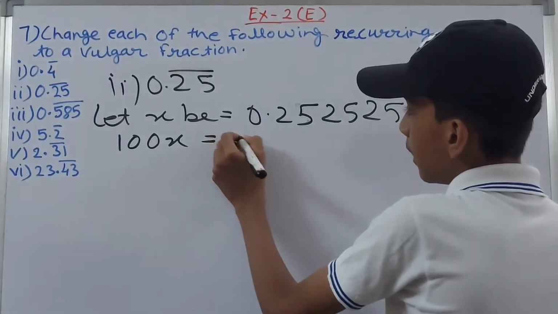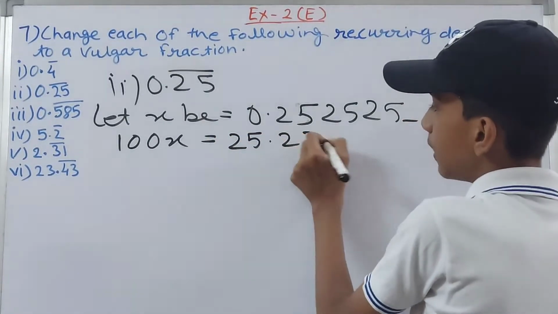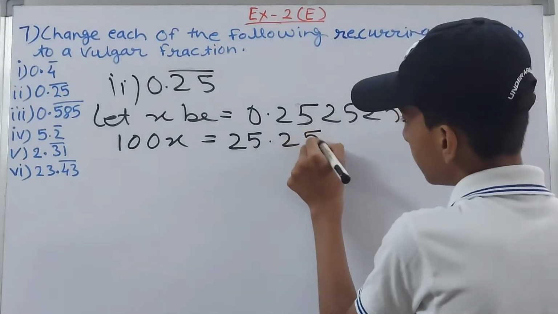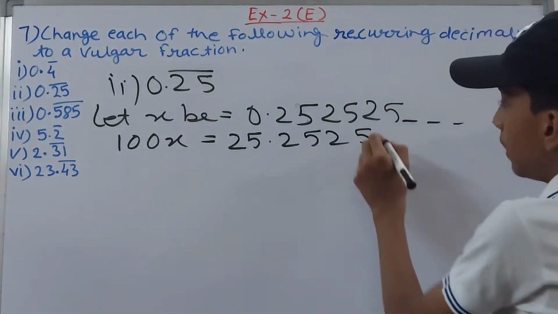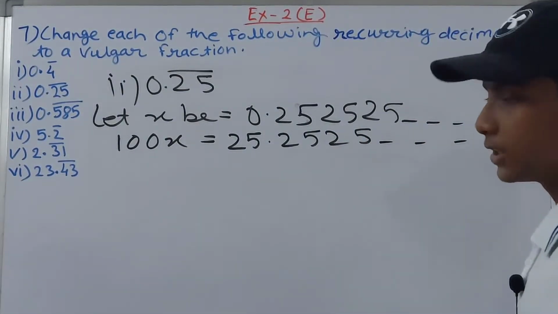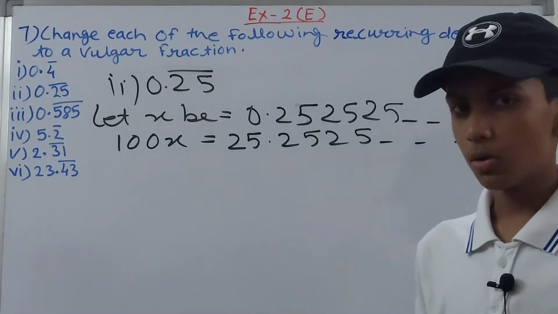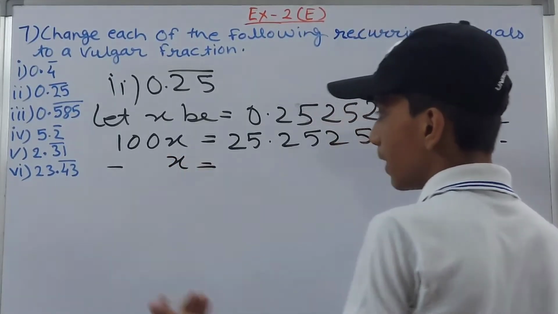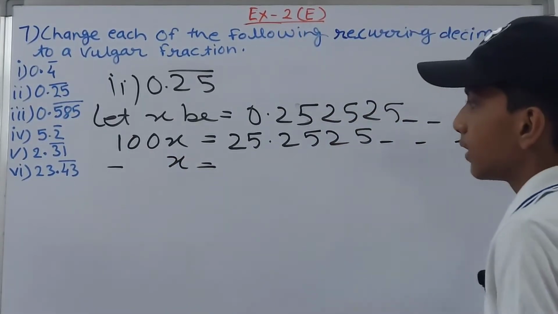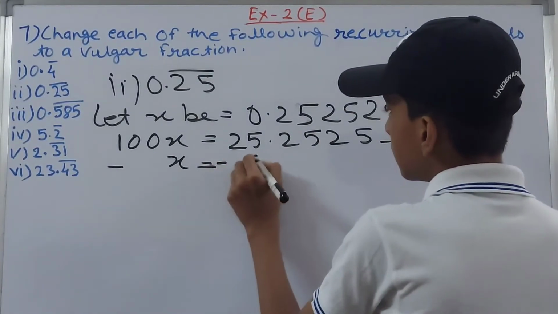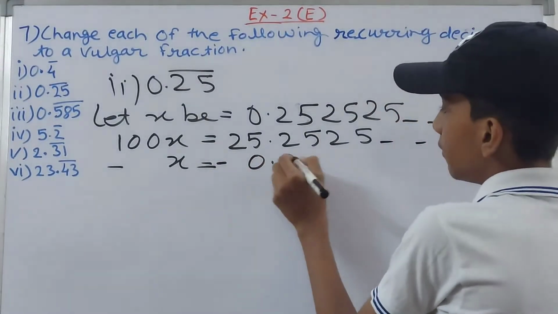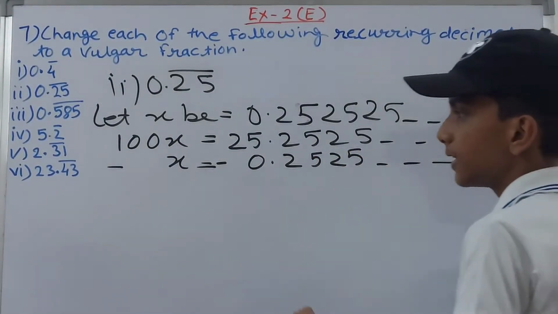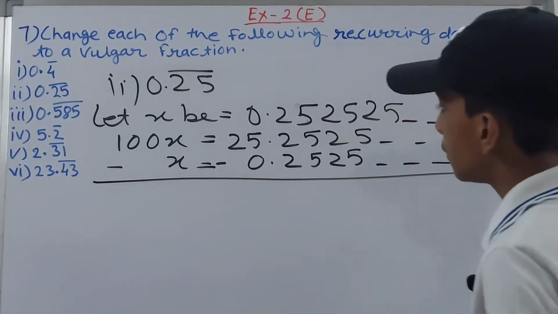So we will get 25.2525 and so on. Now we will subtract what from this? x. In any case, we always subtract x, not 10x, 9x, nothing like that. So minus x, and here minus 0.2525 and so on. So we will subtract them.